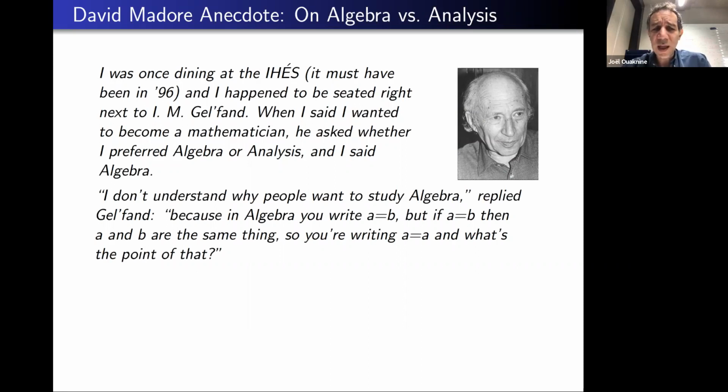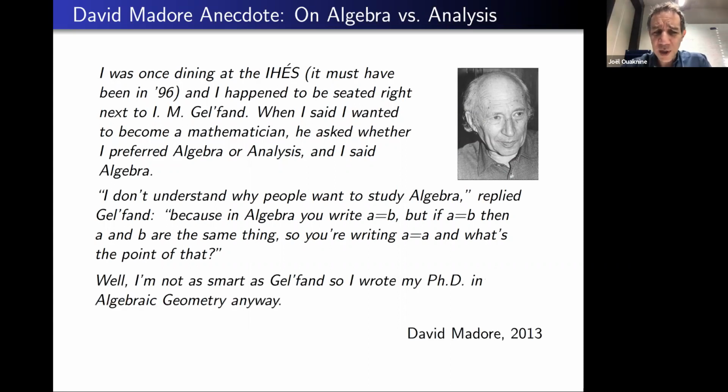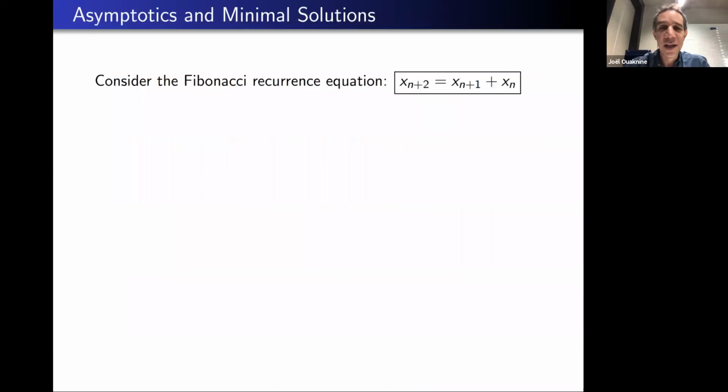But if A equals B, then A and B are the same thing. So you're writing A equals A, and what's the point of that?" Well, I'm not as smart as Gelfand, so I wrote my PhD in algebraic geometry anyway. Now, what's interesting is the title of this famous book by Zeilberger and co-authors is actually A equals B. Anyway, I like this anecdote. I think it's kind of funny.